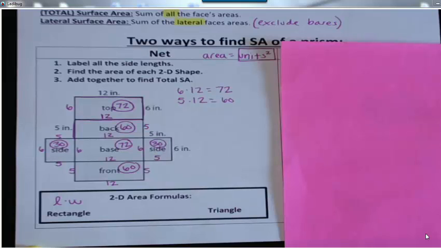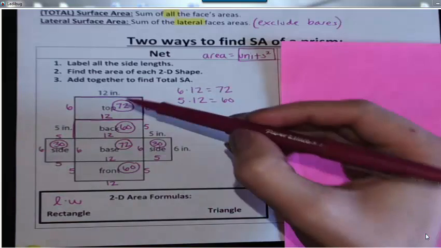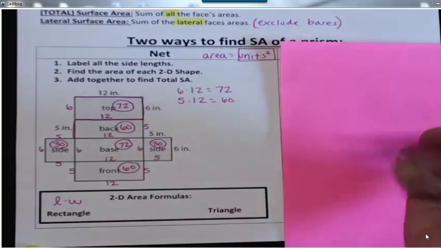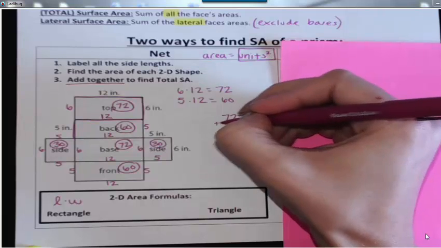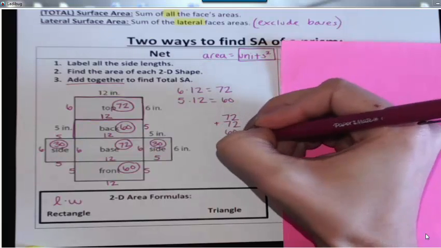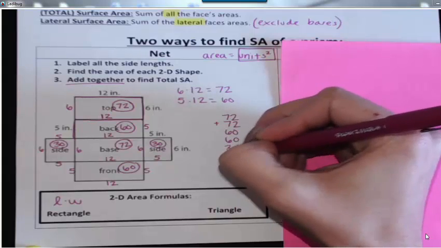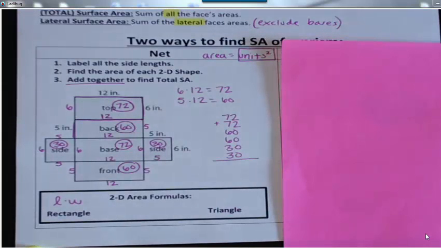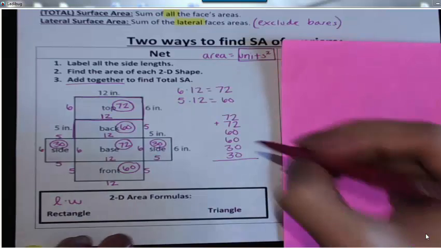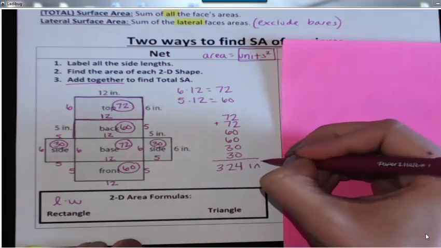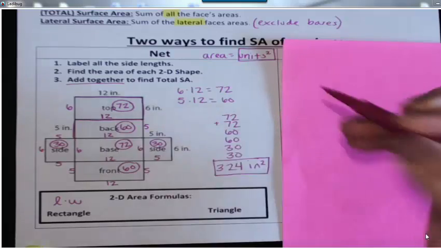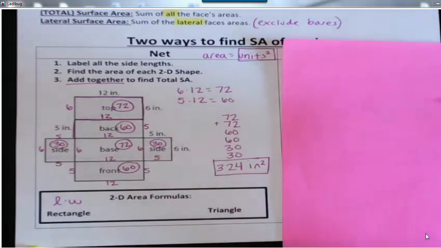So now I'm trying to find the total surface area. Now that I found the area of each individual rectangle, all I have to do is add those together. So I'm going to add 72 plus 72 plus 60 plus 60 plus 30 plus 30. This year we're able to use our calculator, so I'm going to calculate all of this, and my answer should be 324 inches squared. So the total surface area of this rectangular prism is 324 inches squared.